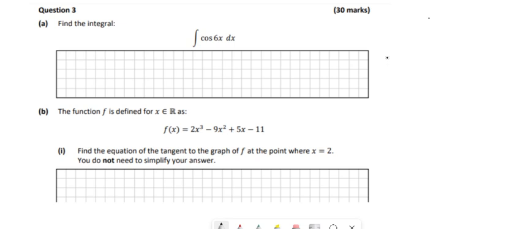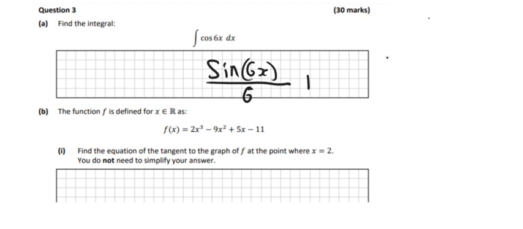Question 3. All we just need to do is integrate cos of 6x. The integral of cos is sin, so you'll have to look in the log tables for that. And then it's just the 6x. And then we have to divide by the differential of what is inside, so the differential of 6x is 6.